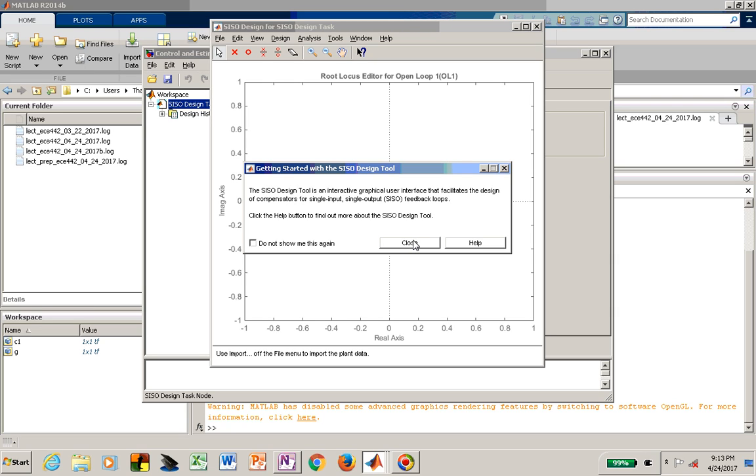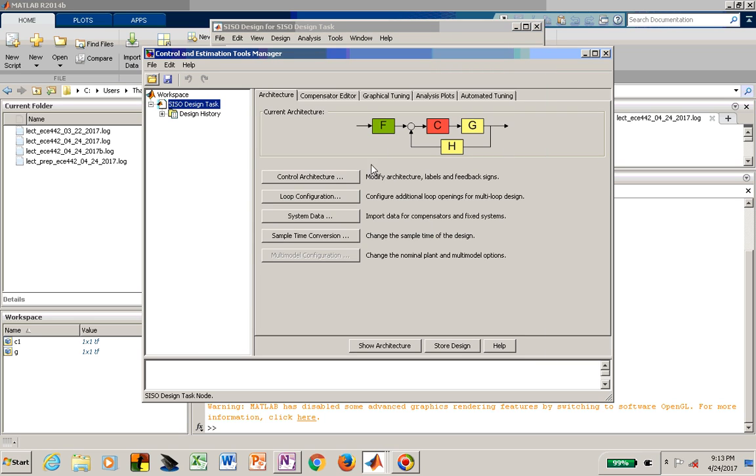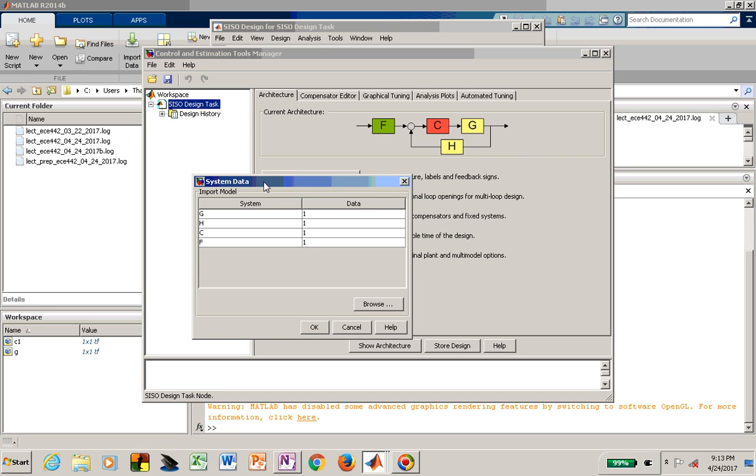I'll say I don't want to look at any help right now, and in fact I issued rltool without any arguments, so it doesn't have a system incorporated in it, but I can introduce that system data based on what I have already input into the Matlab environment. In my workspace I have my system G, which is a 1-by-1 transfer function, single input, single output, and I have my PI controller that I labeled C sub 1.